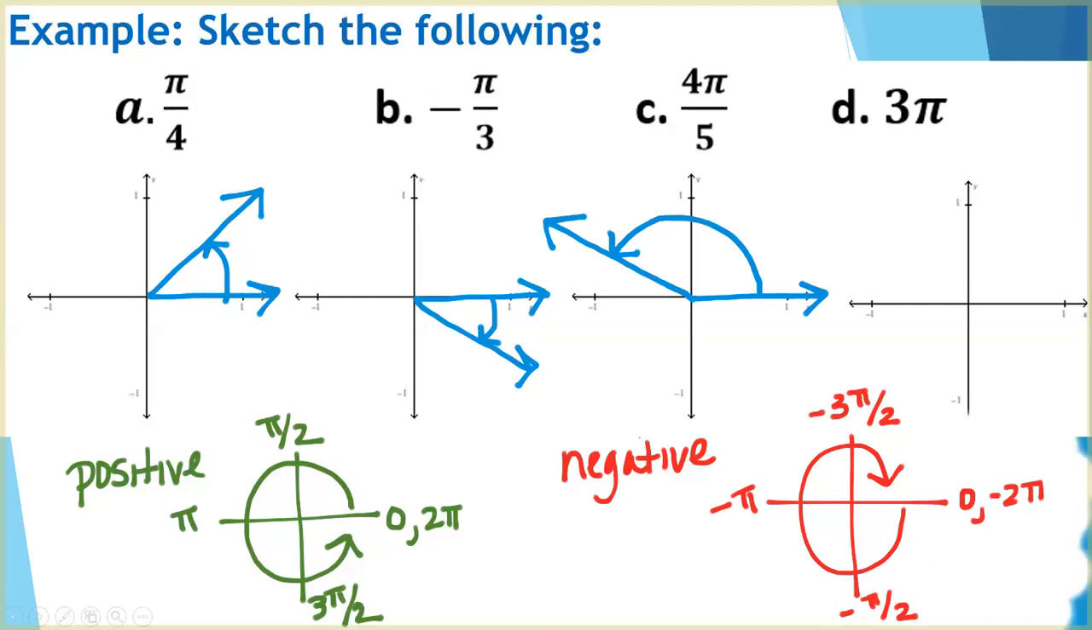Positive 3 pi, what that means is I'm going to go around the unit circle 1 full time, and then I'm going to keep going. I'm going to go past the 2 pi and end right here. So 3 pi lands at the same place as pi.